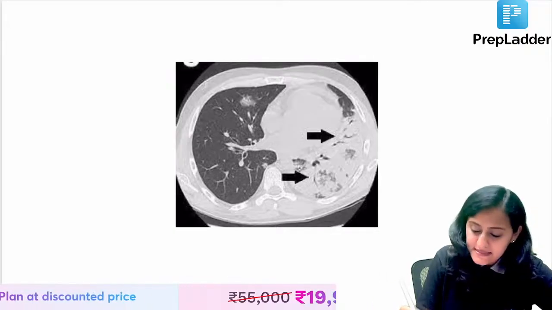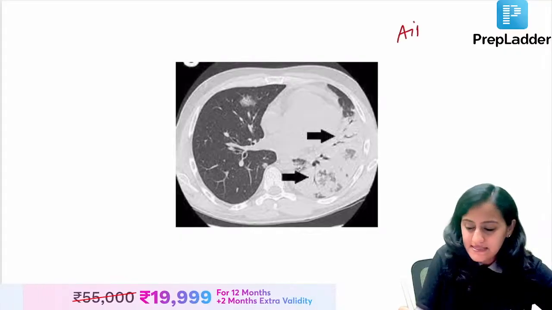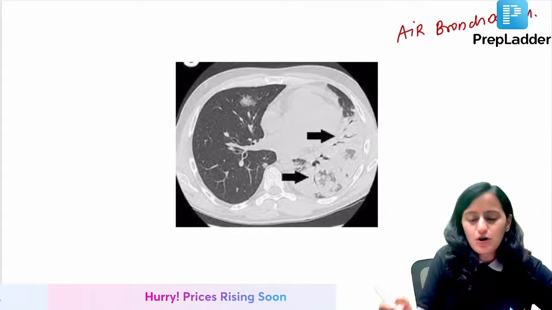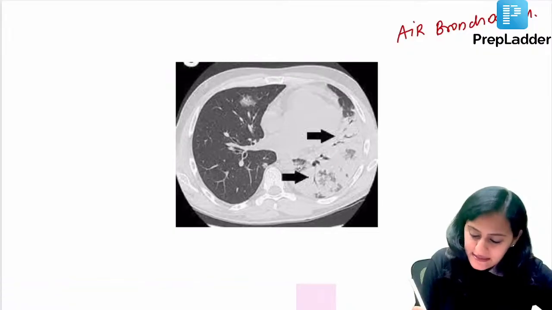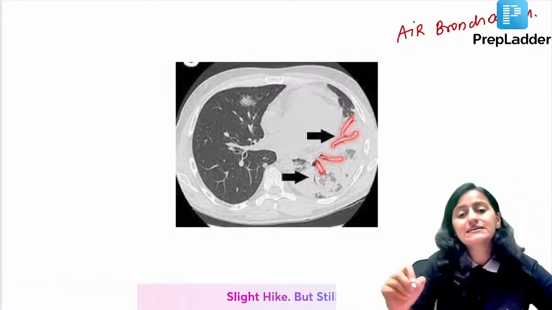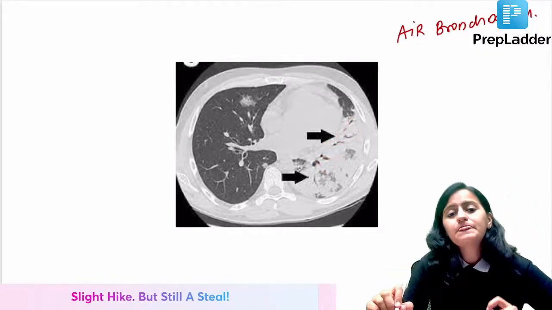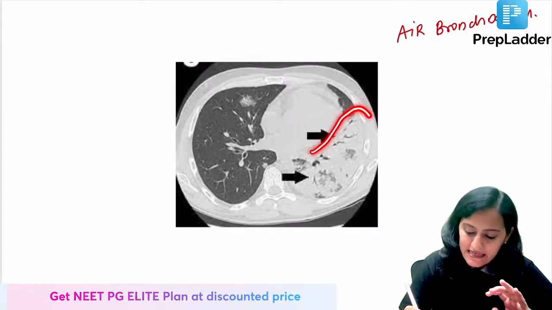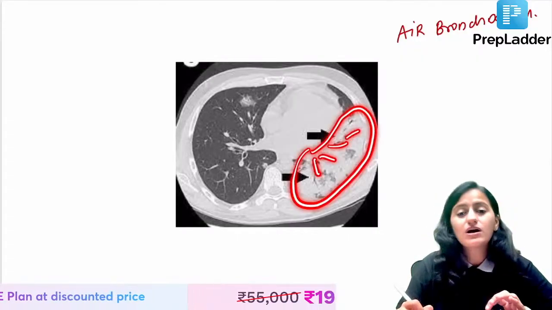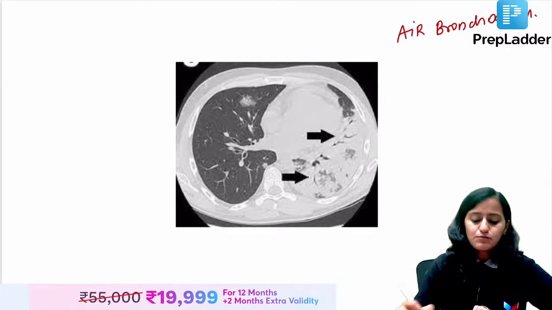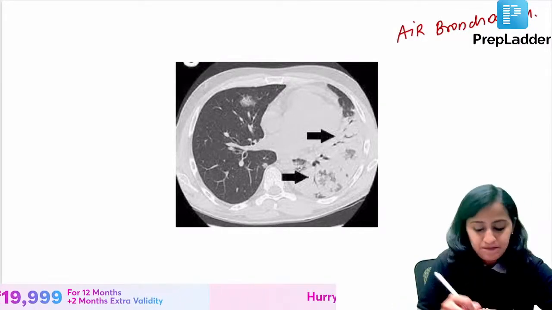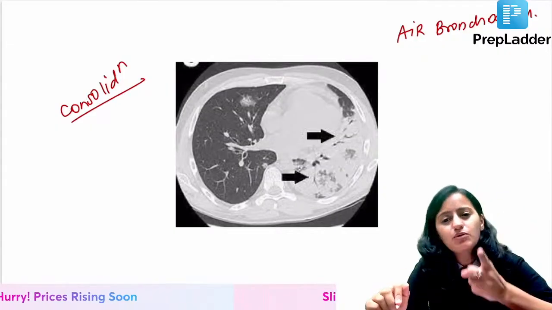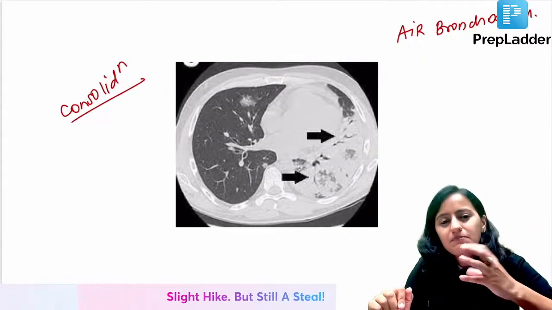This is not tree in bud. This is air bronchogram sign. Okay, air bronchogram hai ye. Where you are seeing these black, these are the bronchi, which are showing that tree-like pattern basically. In the white lung, you are seeing the black bronchi going. This is air bronchogram, which is seen in any cause of consolidation, right? It could be pneumonia, it could be pulmonary edema, pulmonary hemorrhage.